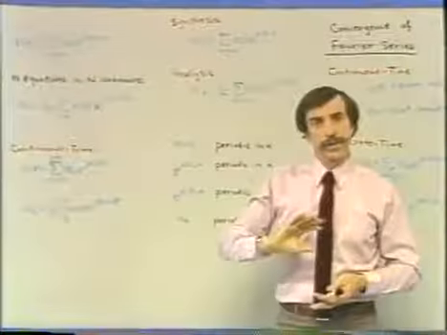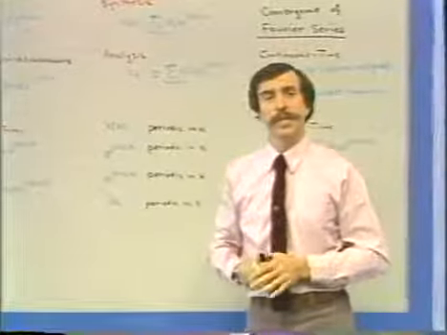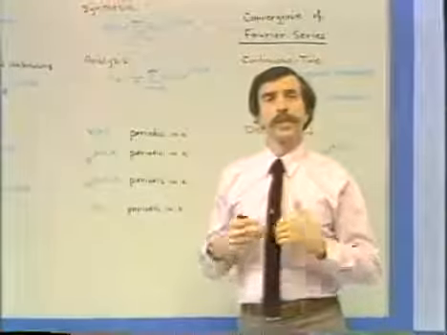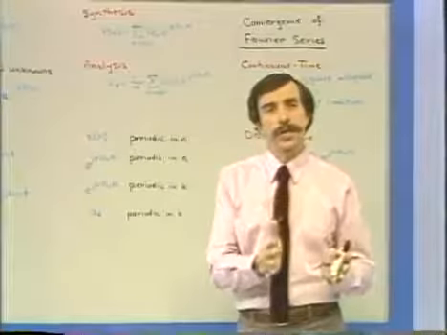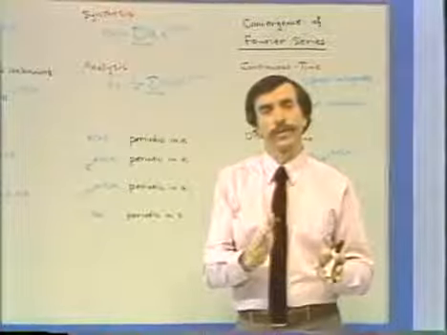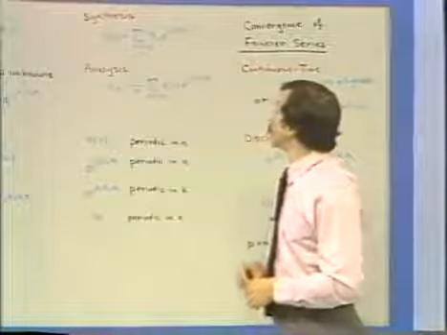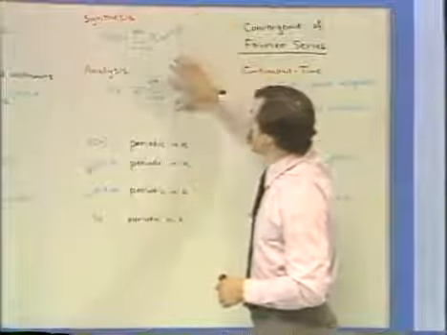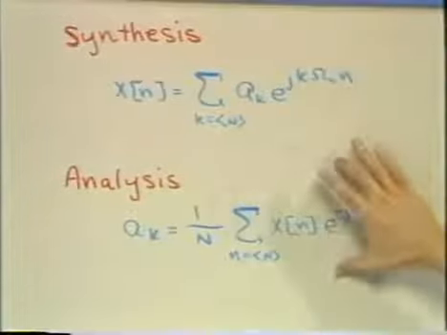So there is a real difference there between the continuous time and discrete time cases, and the difference arises to a large extent because of this notion that in discrete time the complex exponentials are periodic in their frequency. So we have then, to summarize, the synthesis equation and the analysis equation for the discrete time Fourier series.